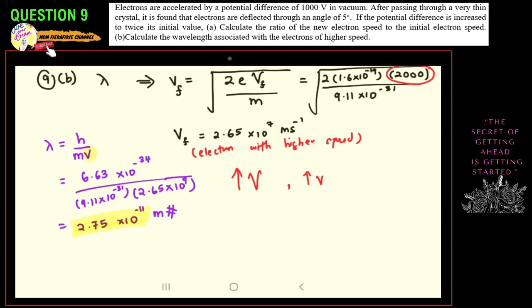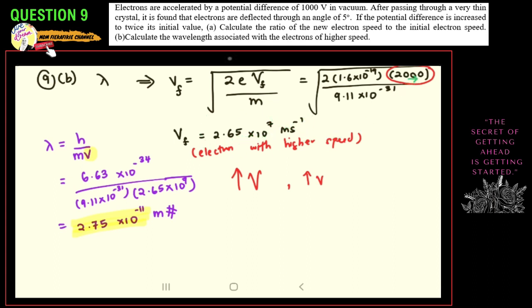Okay. Kita tengok part B ni pula. Calculate the wavelength associated with the electrons of higher speed. Okay, so electrons with higher speed, kita refer kepada final condition. So this is the speed, VF, final speed, di mana bila kita gunakan potential difference VF tadi equal to 2000 volt. So when we substitute in this equation, we will get the value of the electron speed, which is equal to 2.65 exponent 7 meter per second.